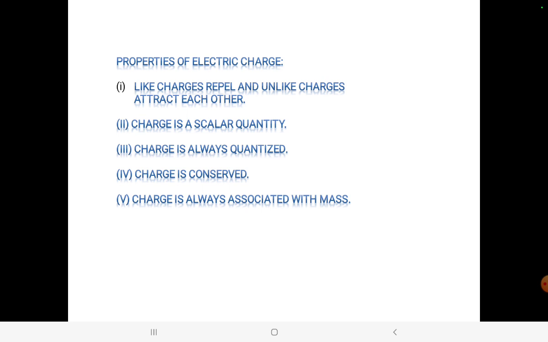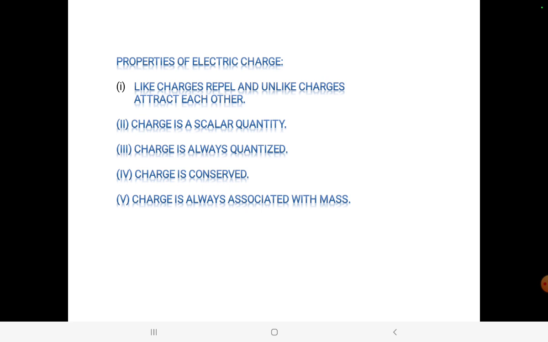So yes, charge is a scalar quantity. What is a scalar quantity? That means it does not have a direction. Clear? The quantities are of two types: vector quantity and scalar quantity. A vector quantity has a direction as well as magnitude, but those having only magnitude are known as scalar quantities, right?